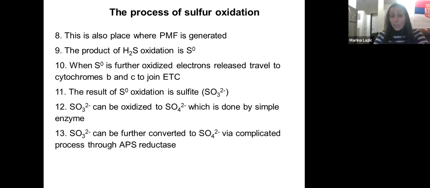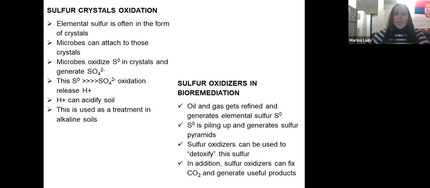Just as a result of sulfur oxidation, we get sulfide, SO3, and SO3 is oxidized to SO4 2-, which is sulfate. And this is done by one simple enzyme. Also, sulfite can be converted to sulfate via a more complicated enzyme, which is called APS reductase. But those details are given in the Word document.